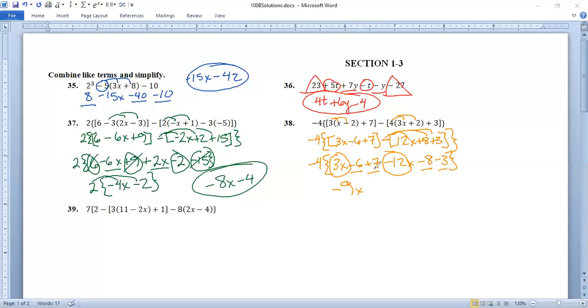So minus 6 plus 7 is a positive 1. Minus 8 is a -7. Minus 3 is a -10. So that's -4, and then this is in a brace. Let's go through that one more time. We have a +7 and a -6, 8, and 3. That's a -17 and a +7. Yes, indeed, that works. So distribute the -4, and it equals a +36x plus 40. Good.